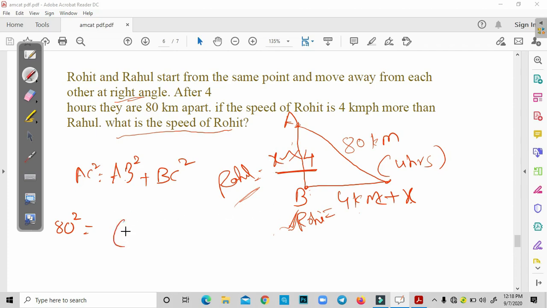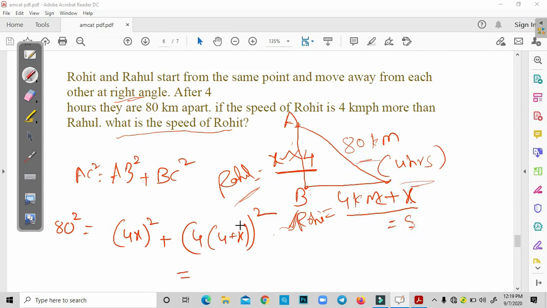So I will take AB as (4x) whole square and BC as (4 into (4 plus x)) whole square. Because this is only speed, if I want to find distance, I have to multiply by time. How many hours did they travel? 4 hours, so multiply by 4.